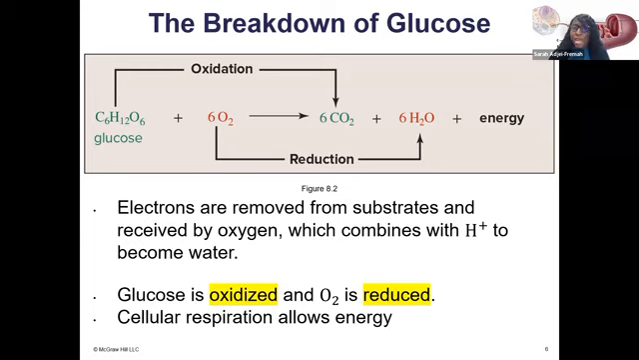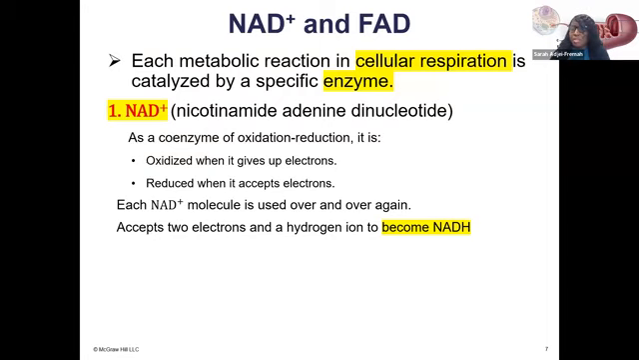Now, oxidation and reduction are really essential in the metabolic process. And in this cellular respiration process, glucose is what is oxidized. So glucose is able to lose some of its electrons, and those electrons are accepted by oxygen. So oxygen, which is gaining these electrons, is reduced in the process. And this allows us to generate energy in the form of ATP through the cellular respiration process.